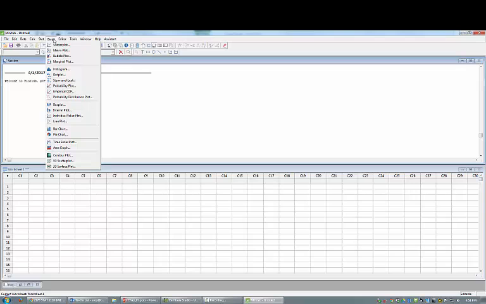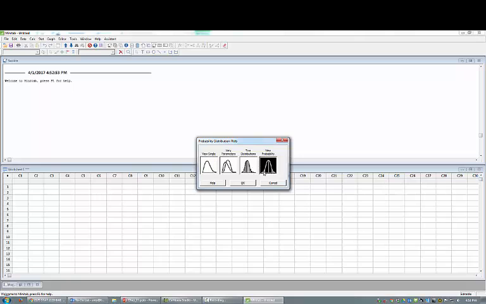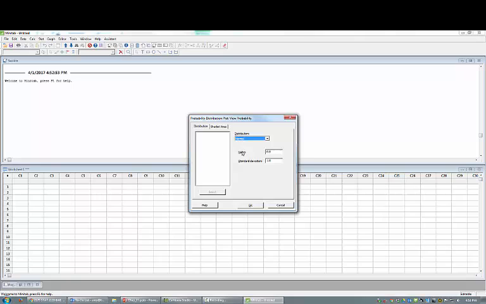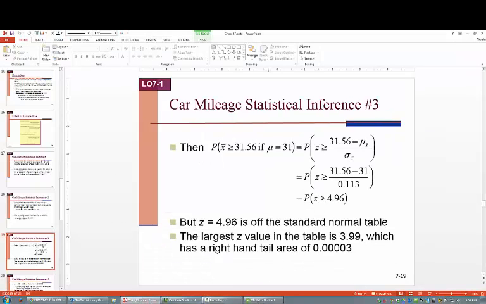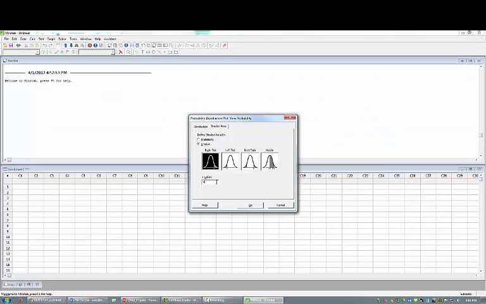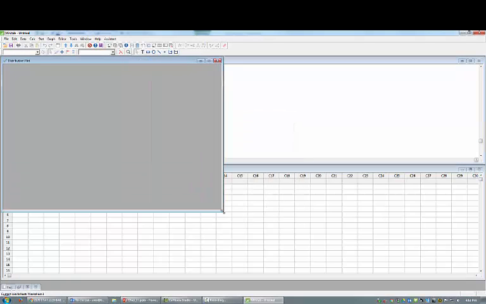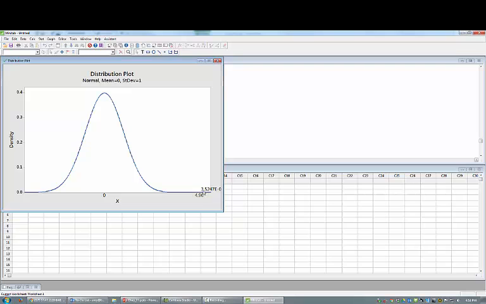Just to reiterate what we would do in Minitab, that's up in Graphs, Probability Distribution Plot, View Probability, the same steps. Okay, we have the normal distribution. Again, we're going to use the z-scores, so it's 0 for mean, 1 for standard deviation. We have the actual z-value, and you want it to be right-hand side, and the value is 4.96. That gives us a p-value, the probability of 0.003.